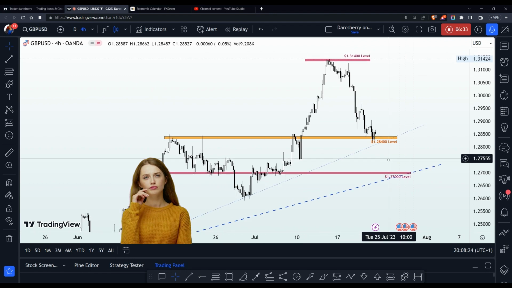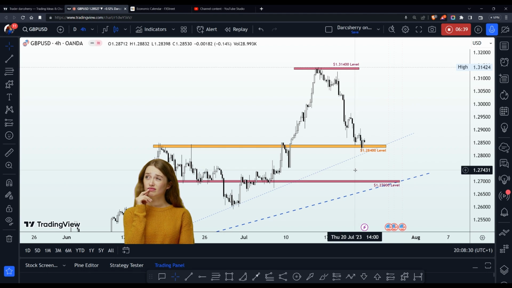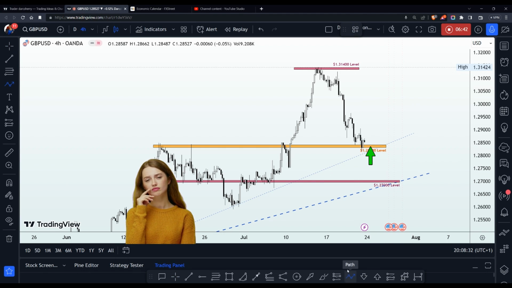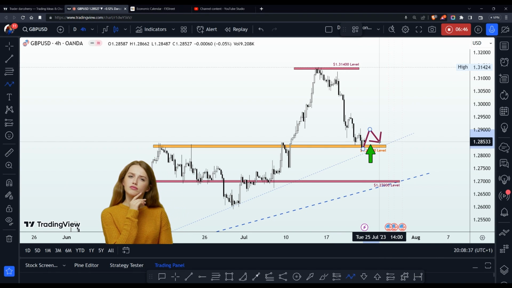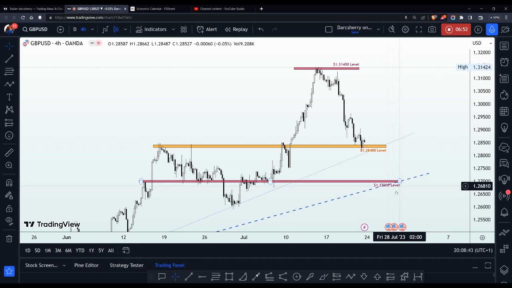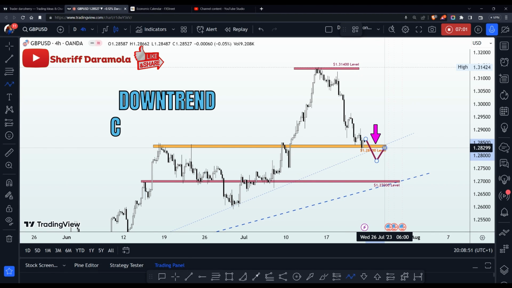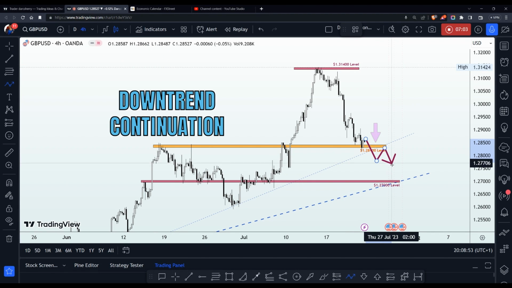Now, with the situation we have here, we are caught within two possible scenarios from this area. One of them is the potential of price action respecting that ascending trend line one more time to incite a trend continuation to the upside. That is one scenario. And then the other possibility here is if price breaks down both the 1.28400 level and the ascending trend line, we could probably see an opportunity to sell.